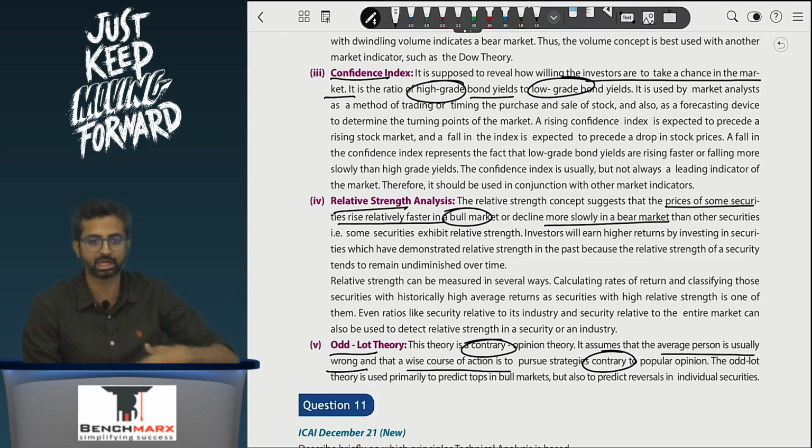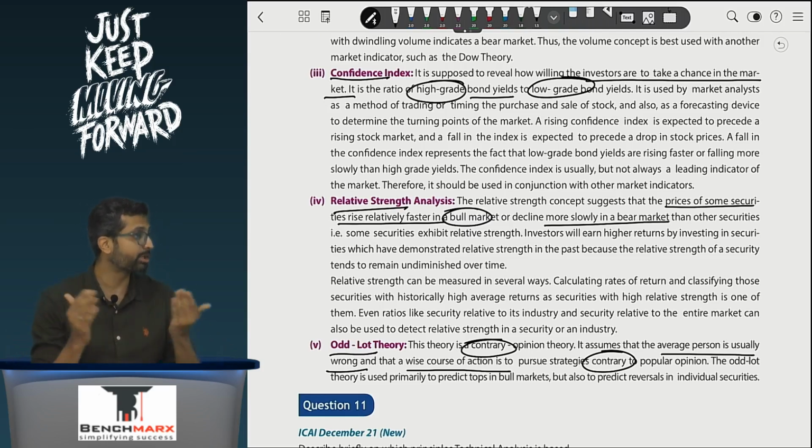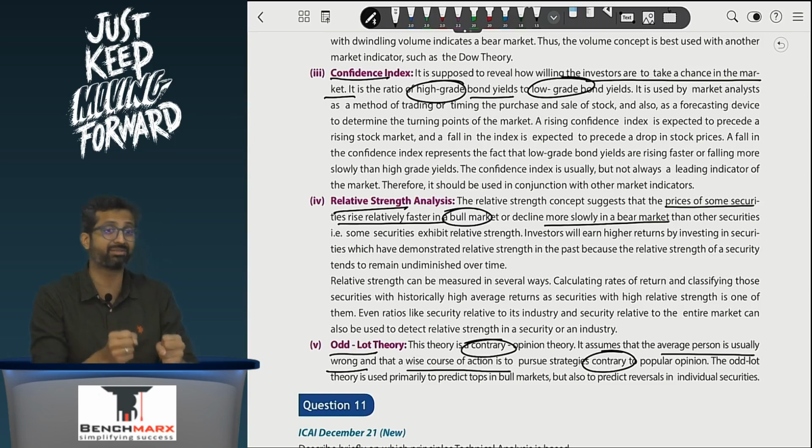The current thought is, if everyone around you is talking about how they put in money and are making money, that is the time you quietly exit, because a fall is coming. That is a contrary opinion. So when everyone is exiting, you buy. It is a contrary view, where everyone is entering, you should exit.